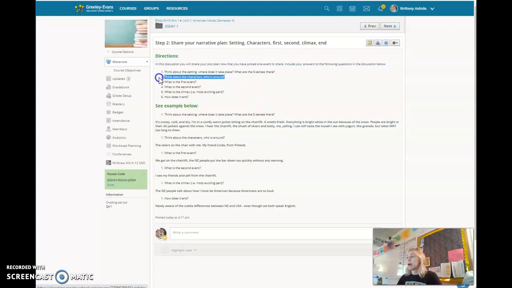So number 2, think about the characters, who is around. Here's my answer for that one. Those are skiers on the chair with me, my friend Linda from Finland. Number 3 is what's the first event? That's when we get on the chairlift. What is the second event? This is going to be before the climax, but getting interesting.